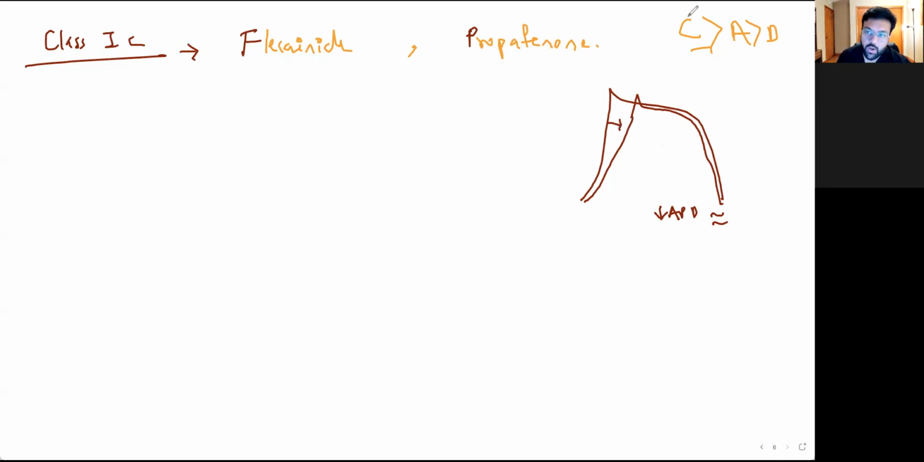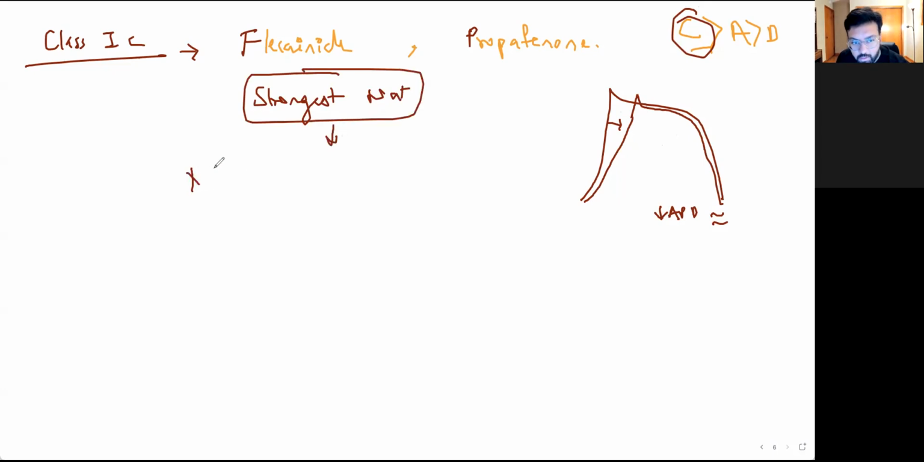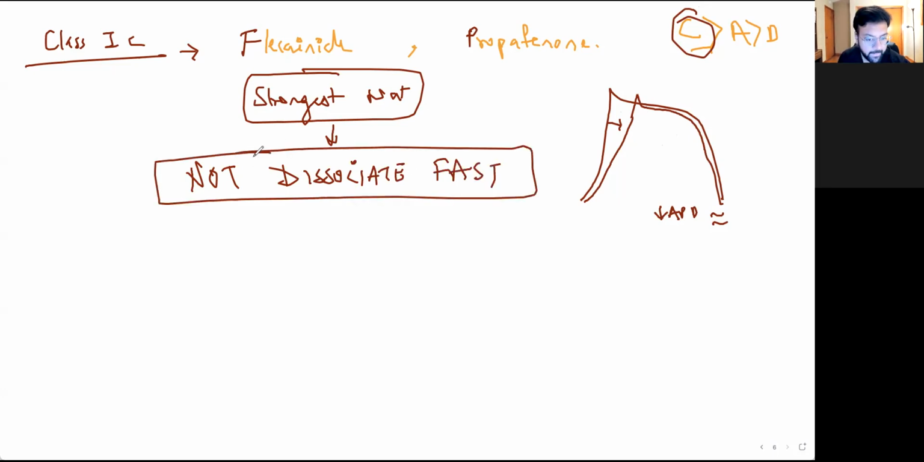The other thing is the strongest sodium channel binding, so it will not dissociate fast. You have to remember this: not dissociate fast, meaning it will stay attached and bound to your sodium channel. If it's bound to your sodium channel, you have a problem. That can increase the risk of arrhythmias. So that's why these drugs are pro-arrhythmogenic.